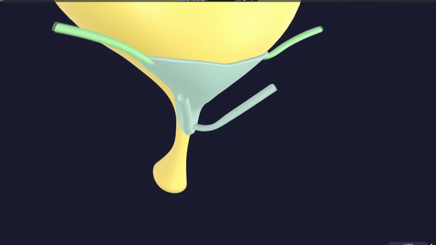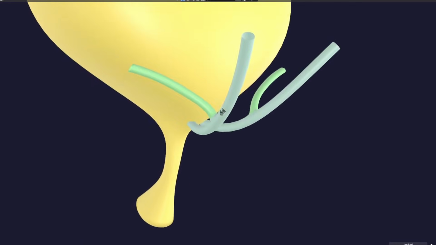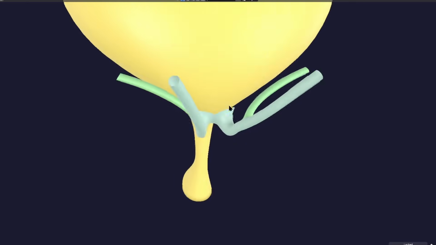Let's watch the animation again so that you understand it properly. Let's watch the animation from the beginning. So here you can see how it actually forms.